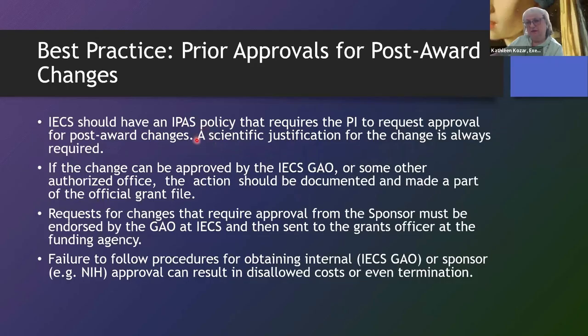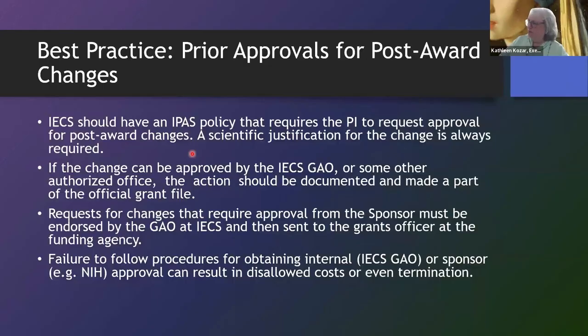The best practice is that an institution should have an IPAS policy that requires the principal investigator to request approvals for post-award changes. A scientific justification for the change is always required. A good example that we encounter frequently is that a principal investigator will say, I want a one-year no-cost extension because I have a lot of money left in my grant account and I want to spend it. That is not an appropriate justification.